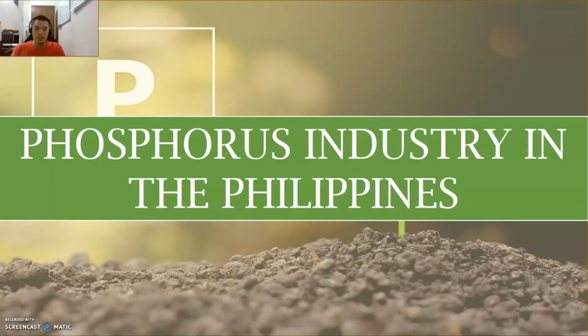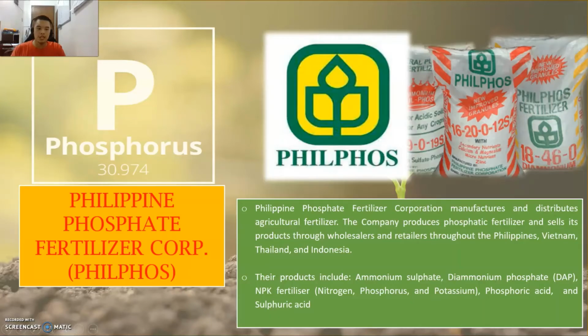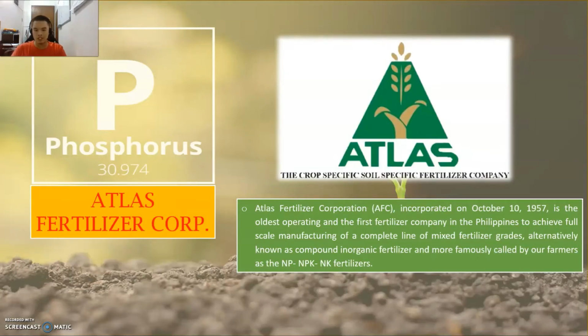Today, there are numerous and notable companies that paved the way for the phosphorus industry in the Philippines. One of these companies is named the Philippine Phosphate Fertilizer Corporation, or PhilPhos for short. They manufacture and distribute agricultural fertilizer. This company produces phosphatic fertilizer and sells its products through wholesalers and retailers throughout the Philippines, Vietnam, Thailand, and Indonesia. Their products include ammonium sulfate, diammonium sulfate, NPK fertilizer, phosphoric acid, and sulfuric acid.